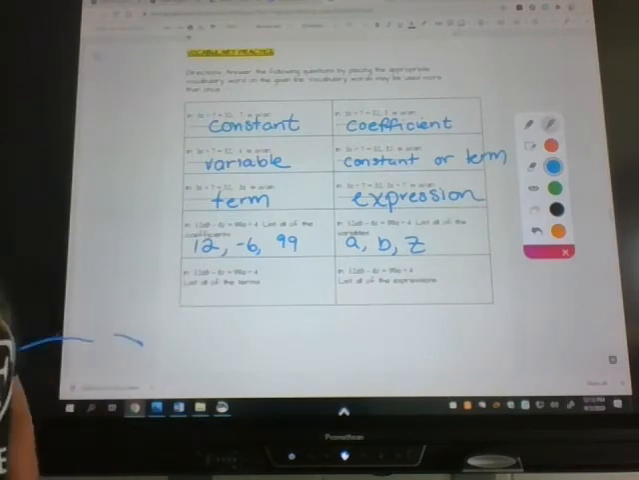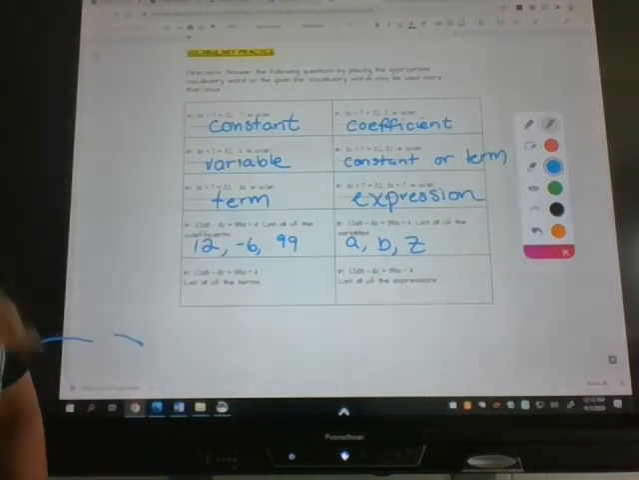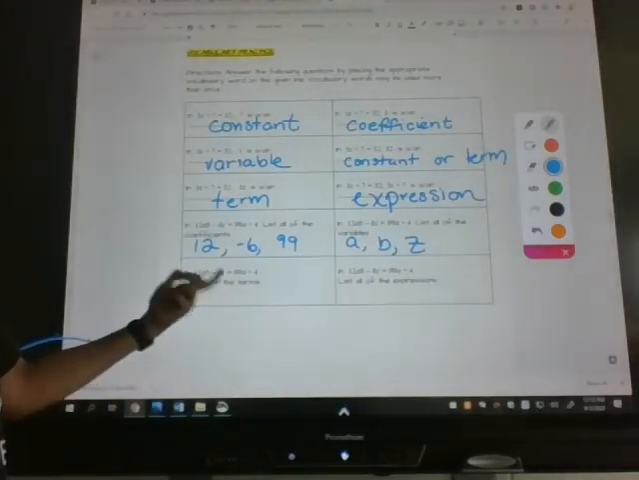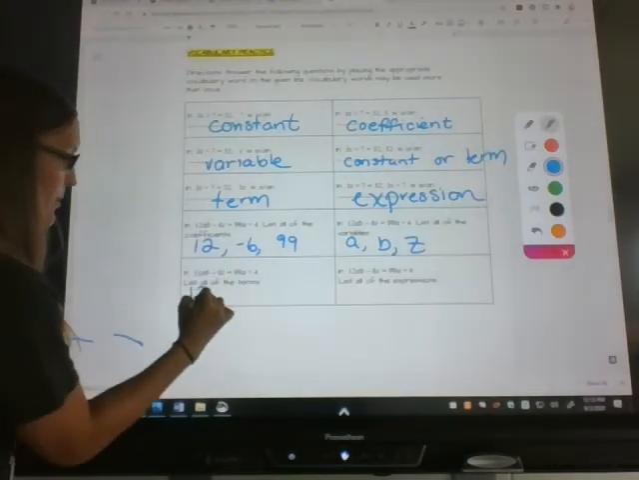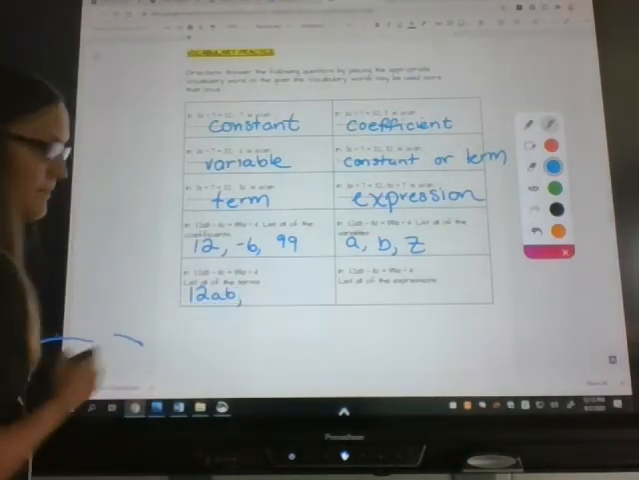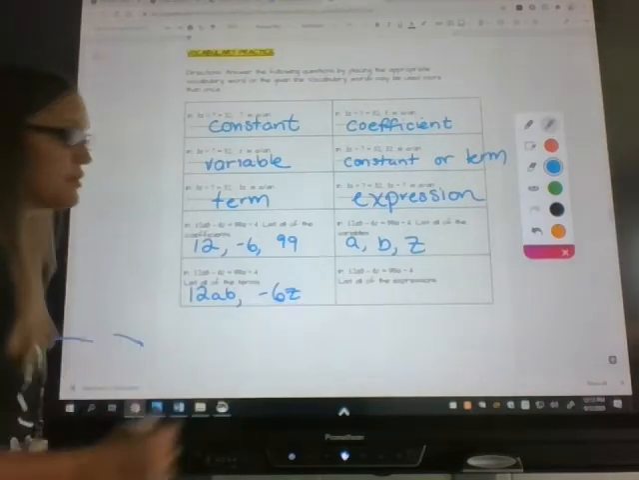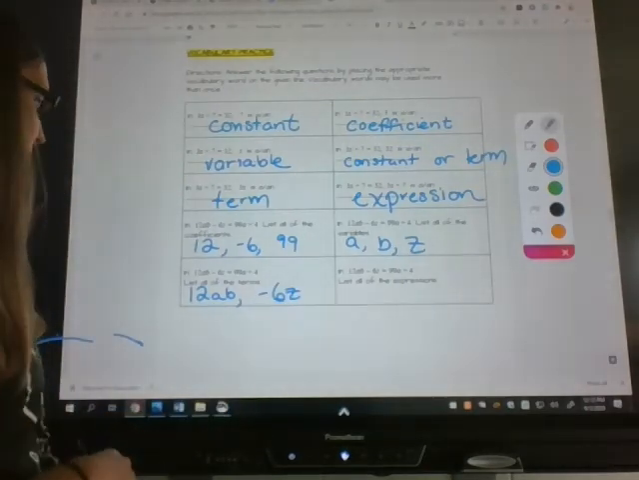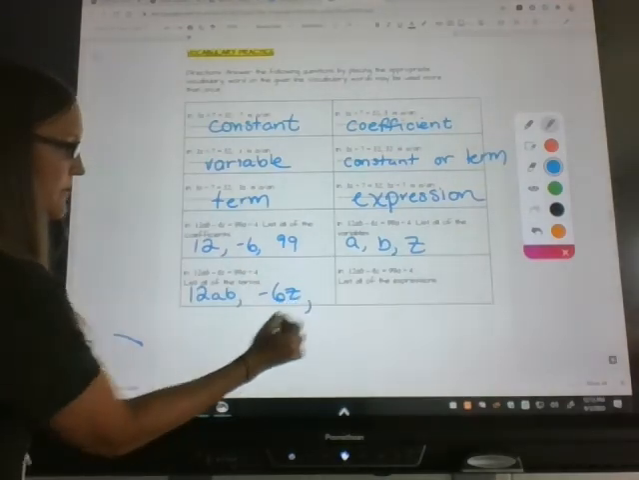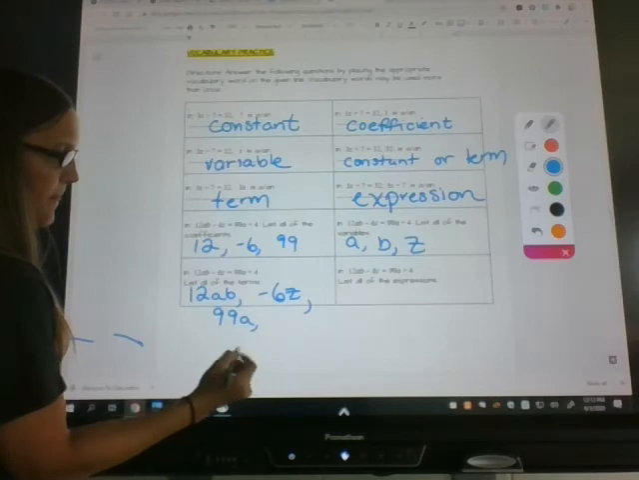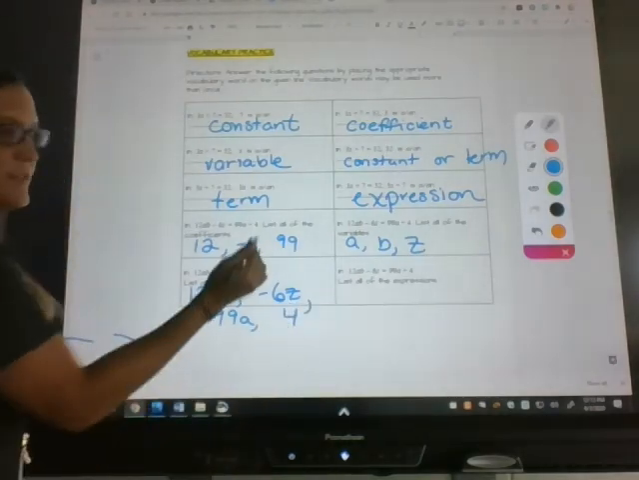Okay, in this one, in 12ab minus 6z equals 99a plus 4, list all of the terms. Okay, so on the left-hand side, this expression has two terms, 12ab and minus 6z. Remember, terms are separated by plus or minus signs. Now on this side of the equation, we also have two terms. We have 99a and we have a 4. Plus 4 is a positive 4.